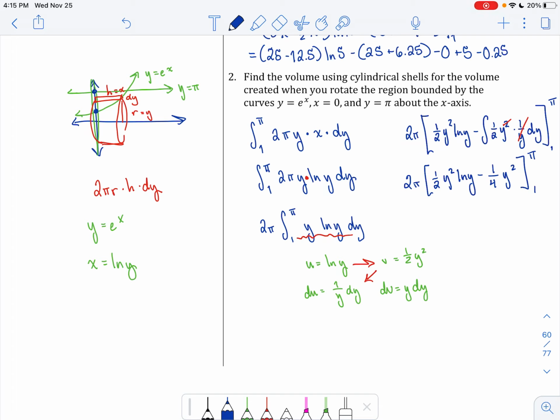Plugging in for our bounds, we get 2 pi times pi squared over 2 ln of pi minus pi squared over 4 minus 0 plus 1/4. This is definitely not going to simplify nicely because we have the natural log of pi, we have pi squareds, we have a pi on the outside, we have decimals. So again, I'm going to plug it into my calculator and get 21.561.